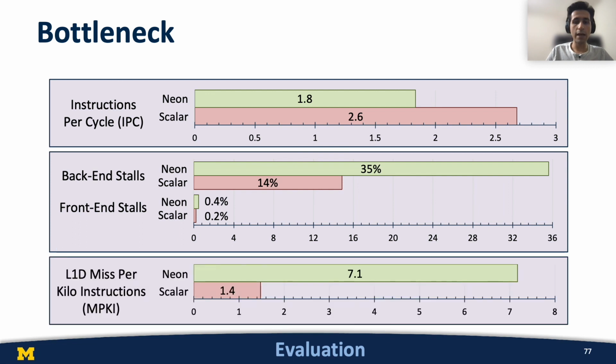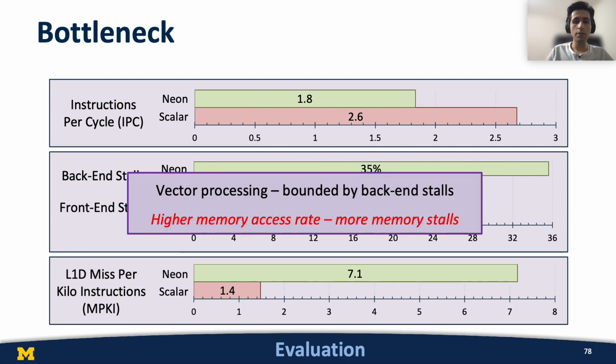Finally, we relate the backend stalls to the cache misses. We conclude that vector processing improves the computational power and increases the rate of memory accesses. Therefore, it increases the pressure on the memory subsystem, which is the main bottleneck to achieving a high IPC.